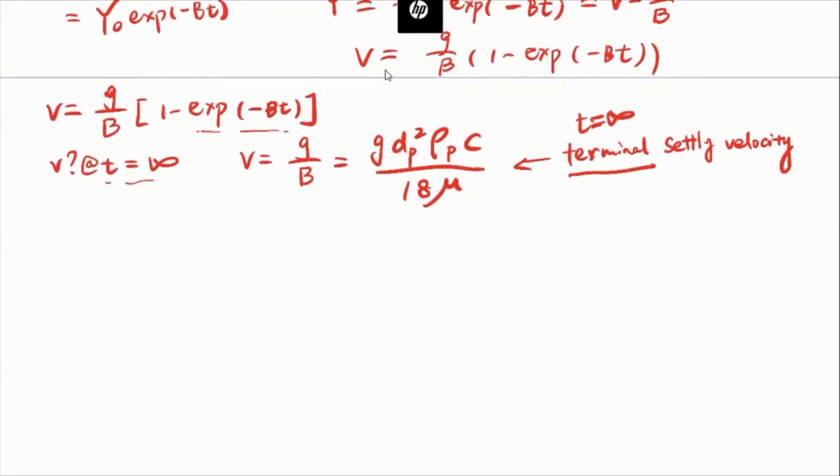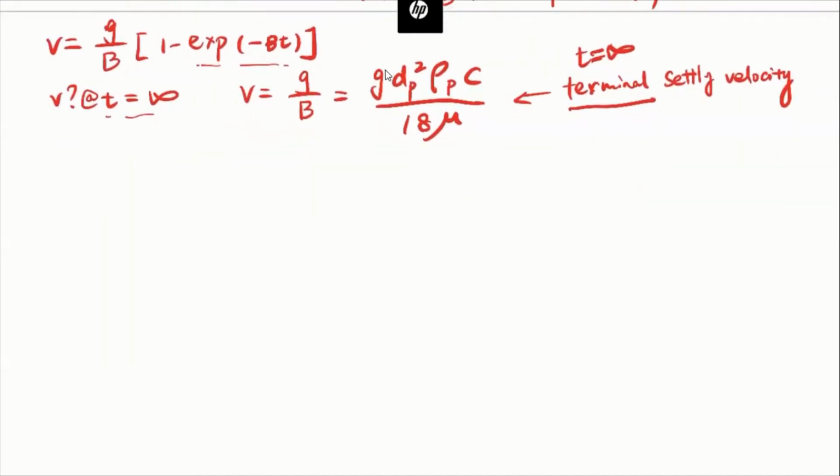This thing makes sense. So now we can really use this equation to draw out what the settling velocity looks like. If the x-axis is time and the y-axis is settling velocity, we know that at the beginning the particle velocity will be 0, and then it's going to follow this exponential term. Then it's going to look something like this, okay?